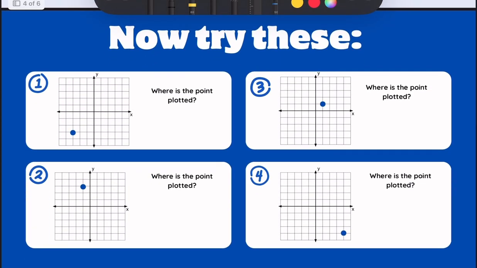So now take a moment to try these out. And remember how we set up our graph before. And when you're ready, unpause the video and let's work on it together.